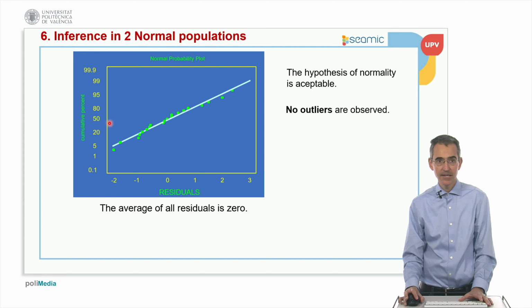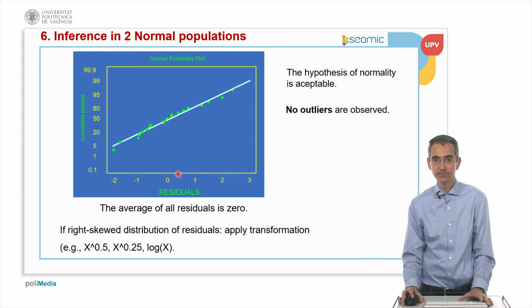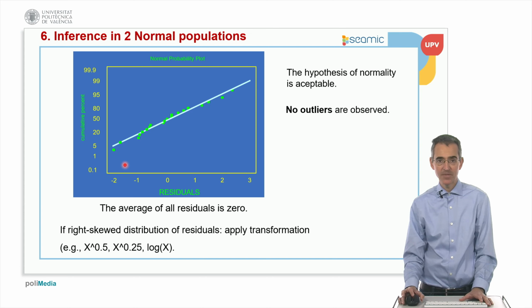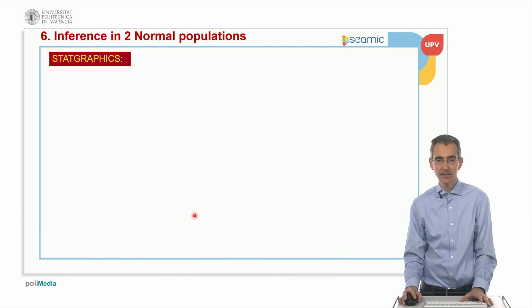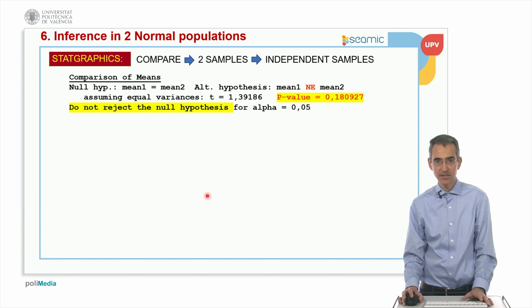Here, if we take the median, this value is the median, we can see that the median of all residuals is around 0. What happens if the distribution is positively skewed, or right skewed? If I find a curve like that, some kind of curved distribution, we should apply transformations. Usually the transformations that work pretty well are the square root, or the fourth root, or sometimes the logarithmic transformation. In Statgraphics, we use this option, compare samples, independent samples.